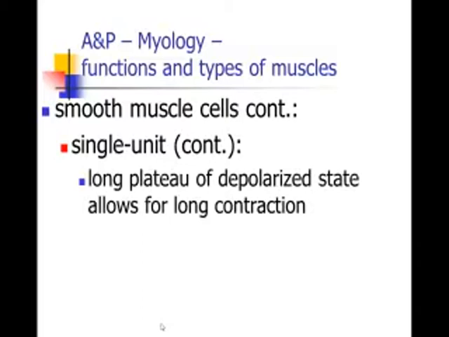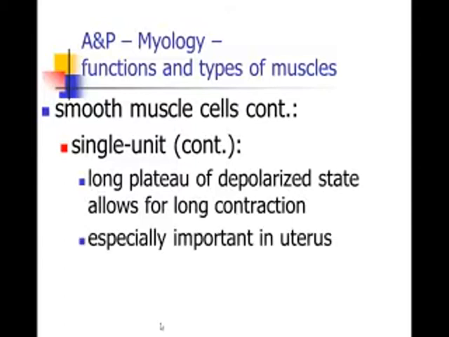Smooth muscles, the single unit cells, also have a long plateau. Remember, I talked about that with cardiac muscle tissue. And this allows for the contraction to continue and not lead to immediate relaxation. This is going to be important in the uterus, so that when a woman is about to deliver a child, the uterine contractions begin and then stay contracted, and that forces the infant to be born. So the heart, I mentioned, cardiac muscle cells have long plateaus, and so there is that similarity there.